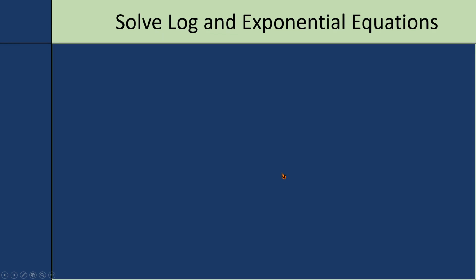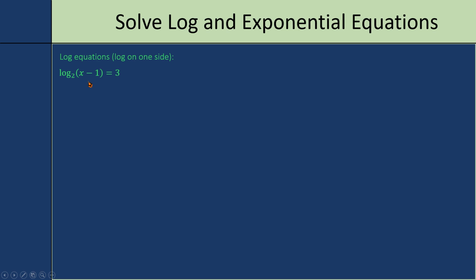All right, so this is 5.6, solving log and exponential equations. First of all, we're going to do the log equation with log on one side. This is the simpler type. For example, something like this. Remember, a log equation is when your argument is the x. You're looking for the argument here.